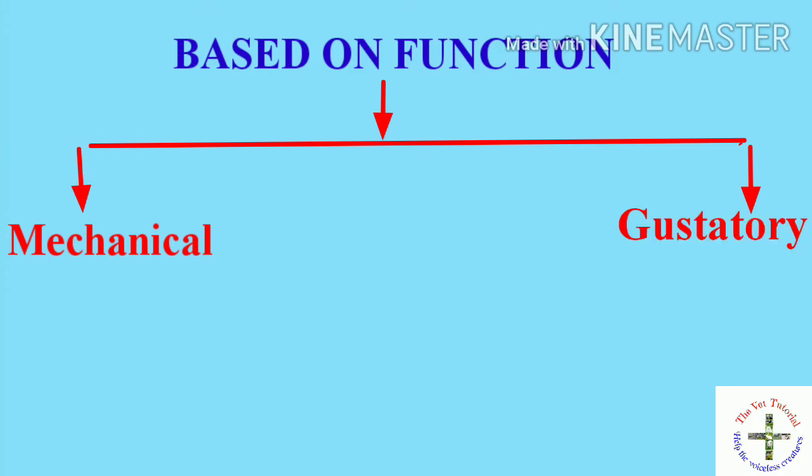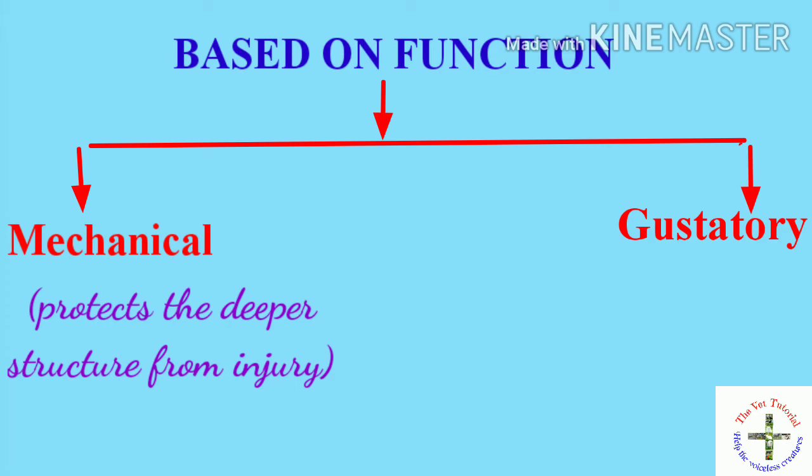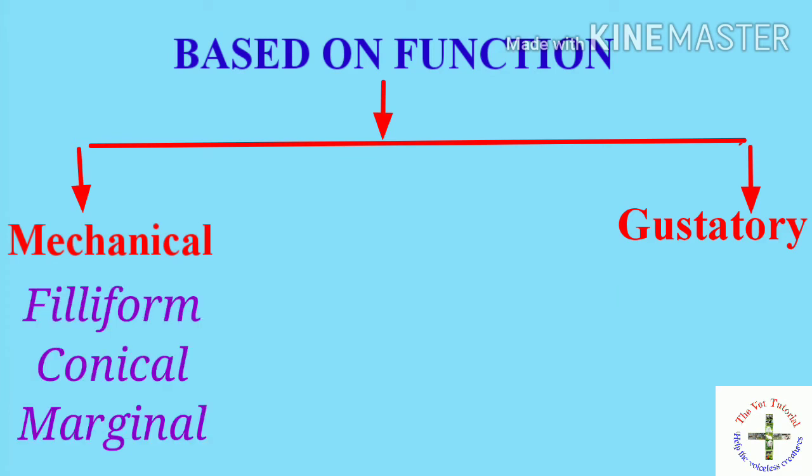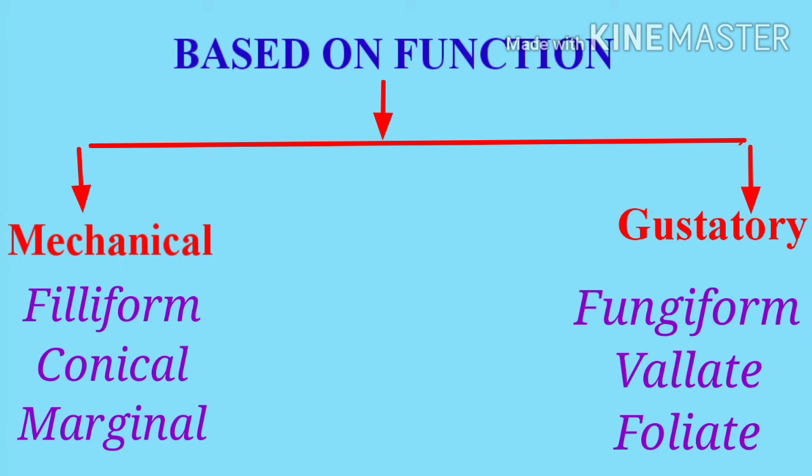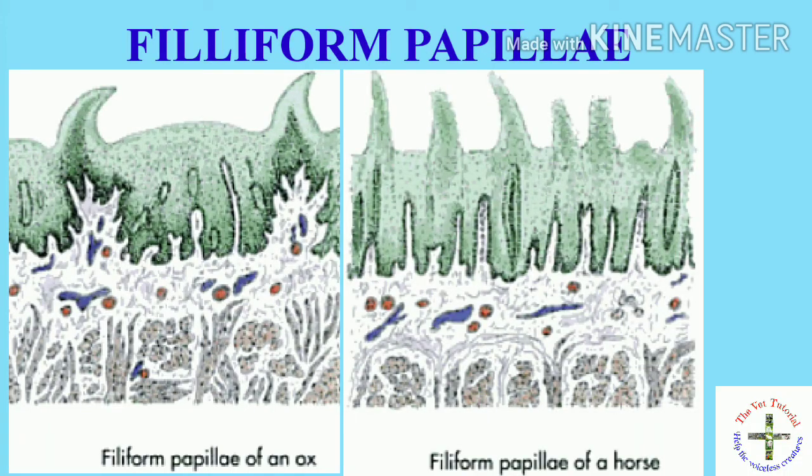Mechanical papillae protect the deeper structure from injury, and the gustatory papillae include taste buds, and the mechanical papillae do not have taste buds. Mechanical papillae include filiform papillae, conical papillae, marginal papillae, and gustatory papillae include fungiform papillae, vallate papillae, and foliate papillae. Remember that mechanical papillae are more numerous than gustatory papillae. Then first start with the filiform papillae.